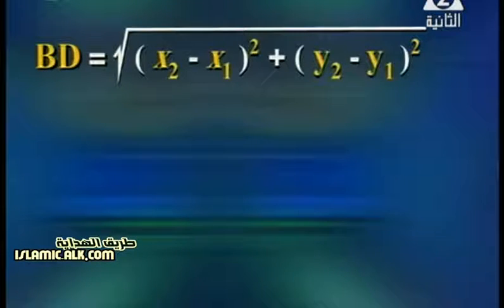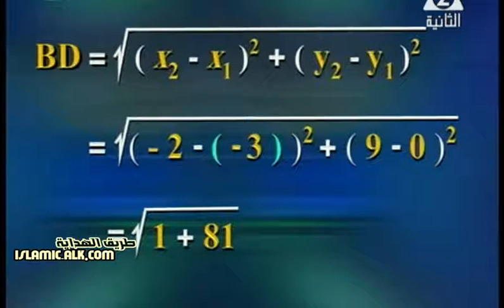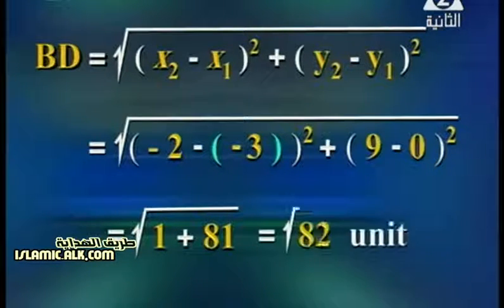What about the second diagonal? It is BD. So it is the square root of (x2 minus x1) all to the power of 2 plus (y2 minus y1) all to the power of 2, which is equal to the square root of (negative 2 minus negative 3) all to the power of 2 plus (9 minus 0) all to the power of 2. The result will be the square root of 1 plus 81, equals square root 82 units.